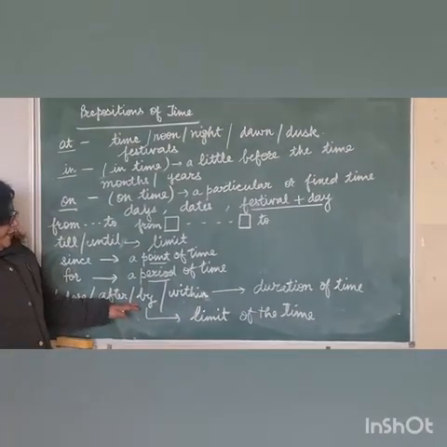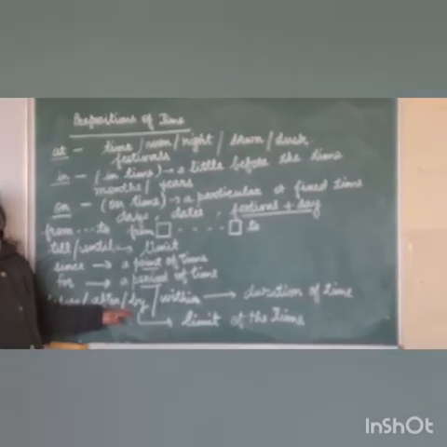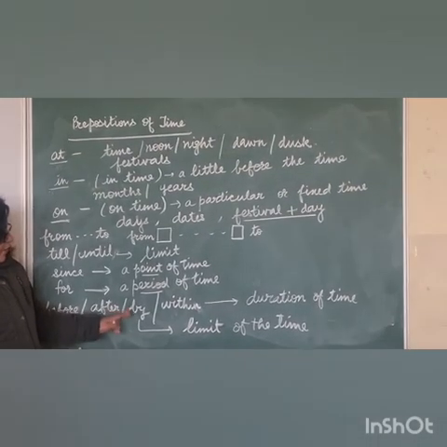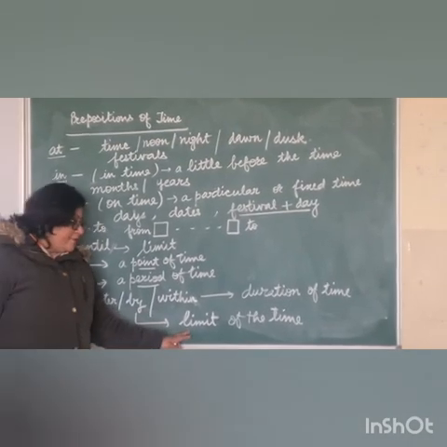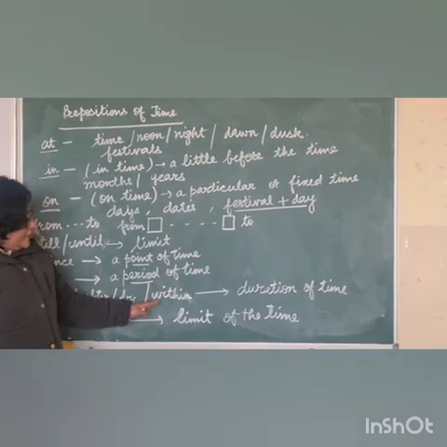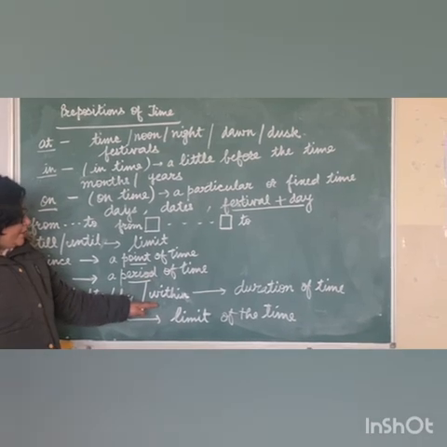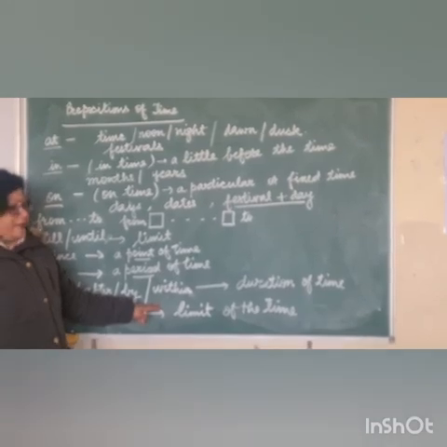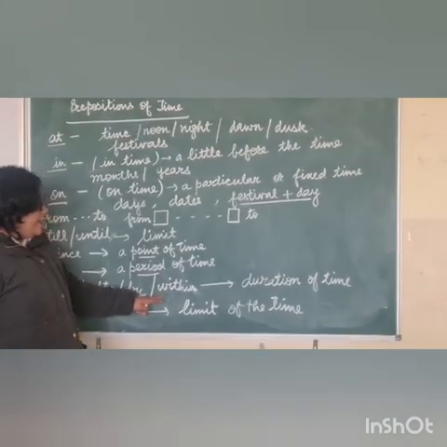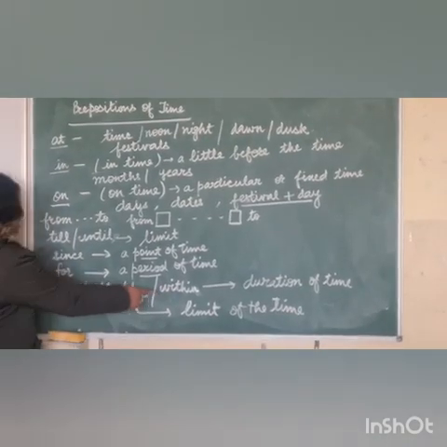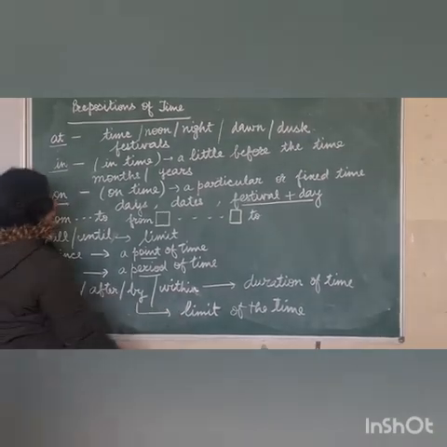कोई टाइम की लिमिट है. सपोज आपको वर्क मंडे तक कंप्लीट करना है, then you can say you should complete your work by Monday because this is the limit of time. We can also say you can complete the work within the given time. Means whatever duration of time is given, you have to complete that. So within shows the duration and by shows the limit of the time.